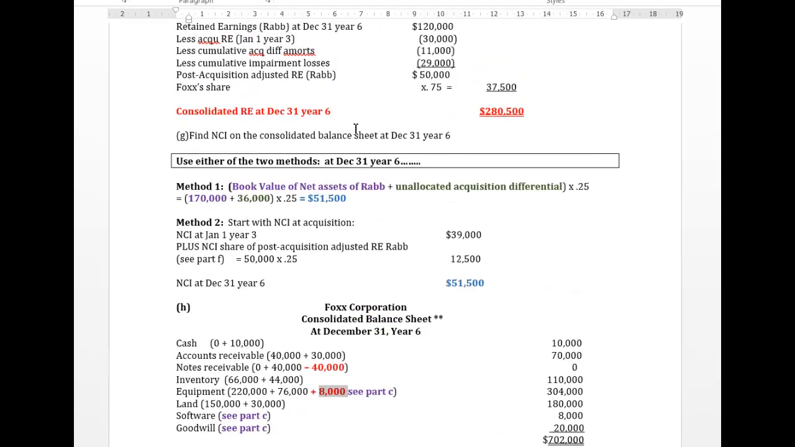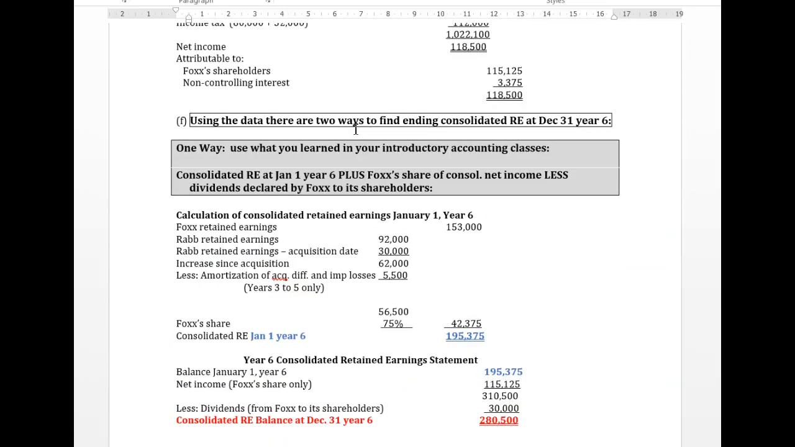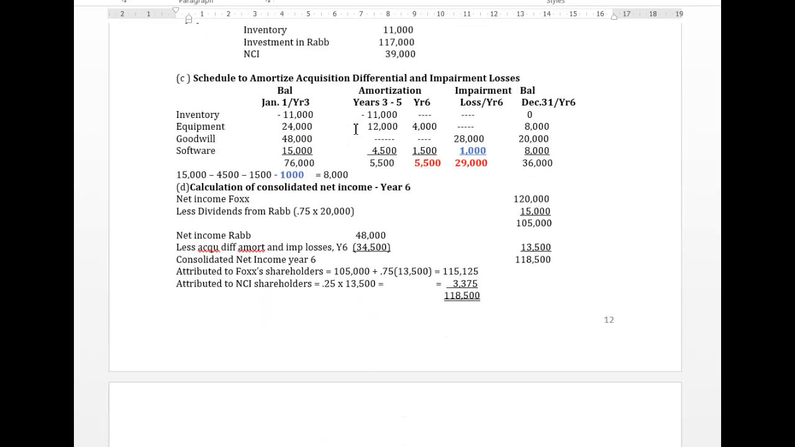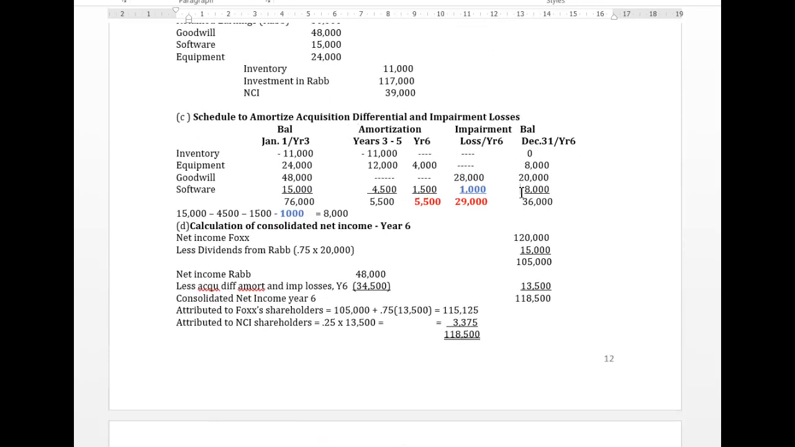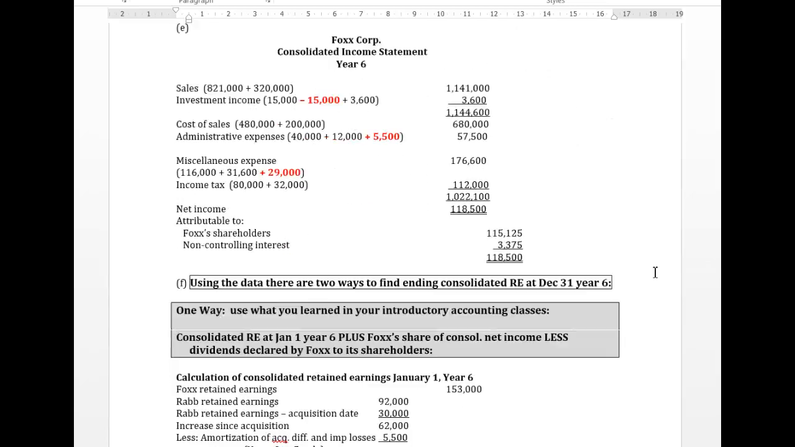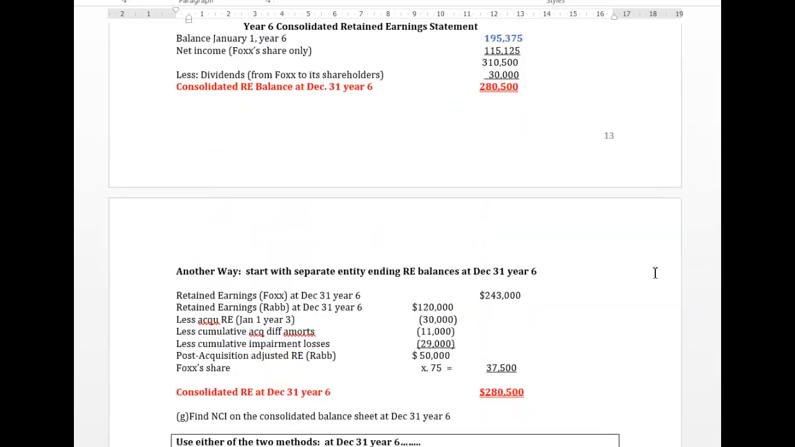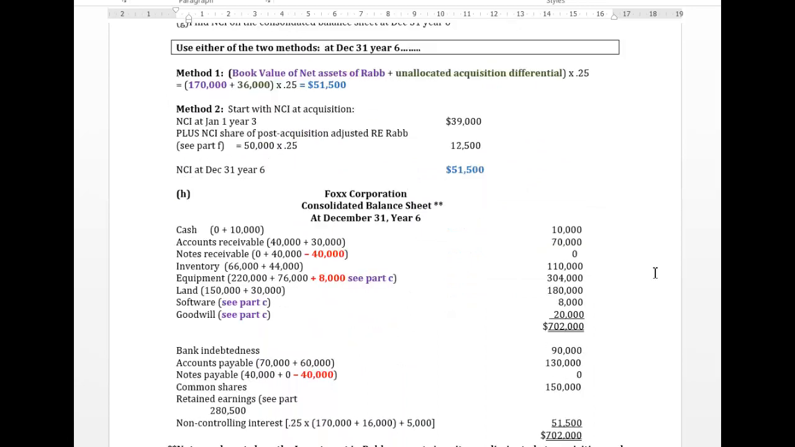Well, if you go back to Part C, that's why that section is so very important to you. It tells you right here, it's 8,000. So we have to make sure that we pick that up, right? On the consolidated statements. So it's right here, 8,000.